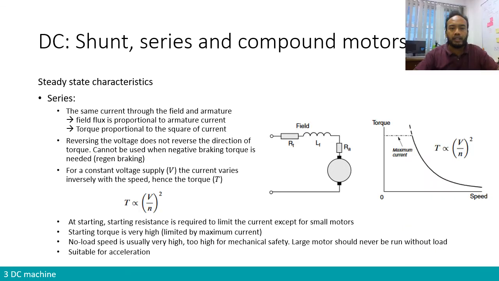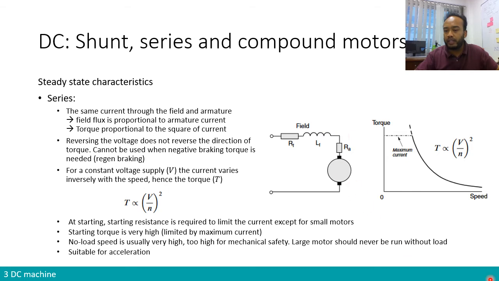Look at the steady state characteristic of a series winding, right? In a series winding, the current that circulates in your field winding and in your armature is the same current because they are in series. So the field flux is therefore proportional to the armature current. In that case, we are going to observe that the torque is proportional to the square of current.